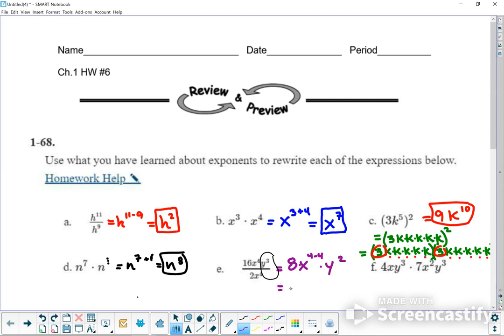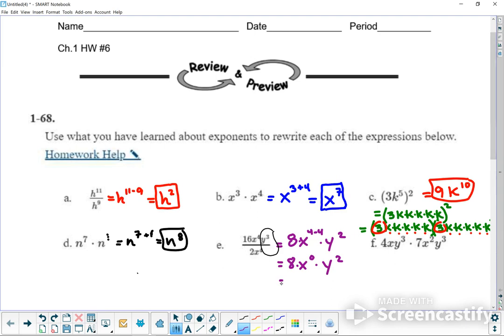Okay. Becomes 8. X to the 4th is x to the 0. Right? X to the 4 minus 4 is 0. Y second. And we know x to the 0 power is going to be 1. So we get 8 times 1 times y to the second. 8 times 1 is just 8. So we get a final answer of 8 y to the second power.